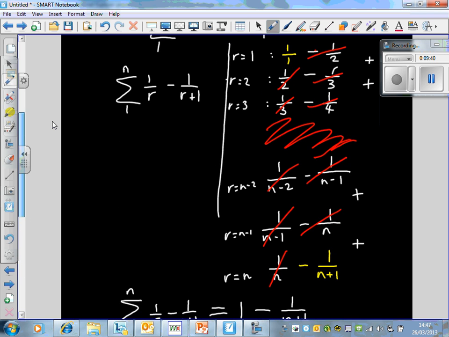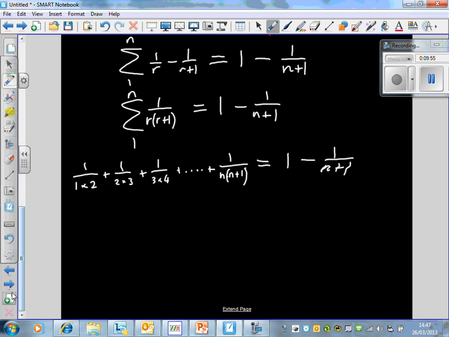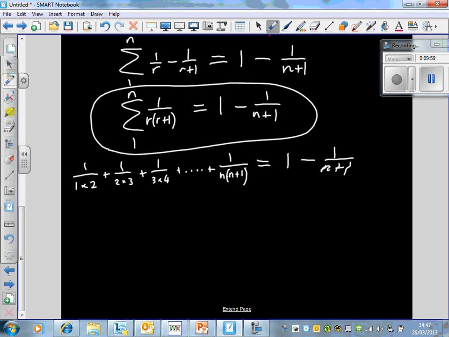It's an incredibly beautiful and elegant method where we work out the first 3, work out the last 3, we notice there's some cancelling out, and what are we left with? We're left with this 1 over 1, which is 1, and this minus 1 over n plus 1. So the formula is 1 minus 1 over n plus 1, which is incredibly elegant.